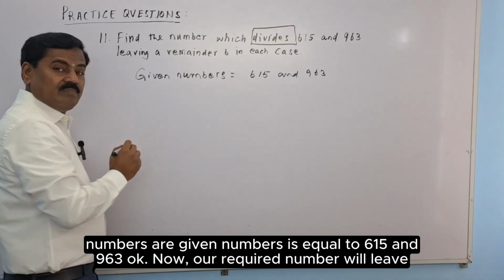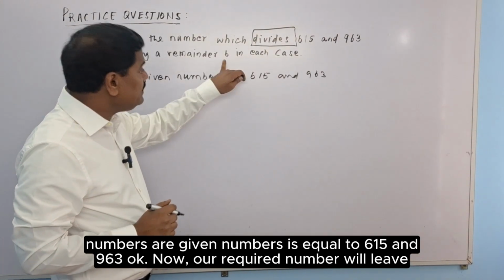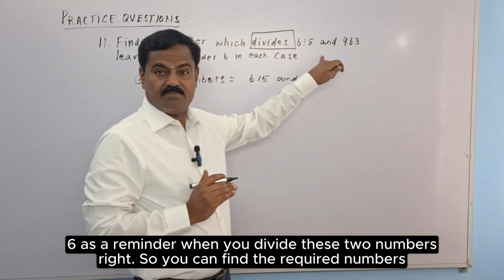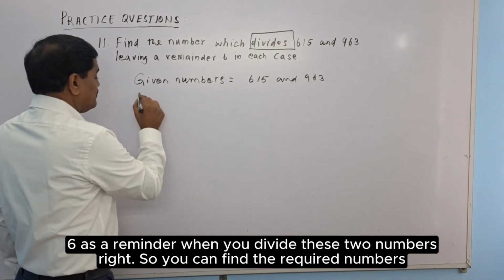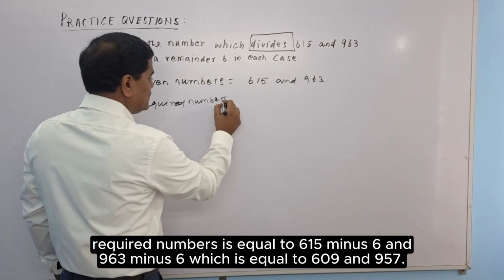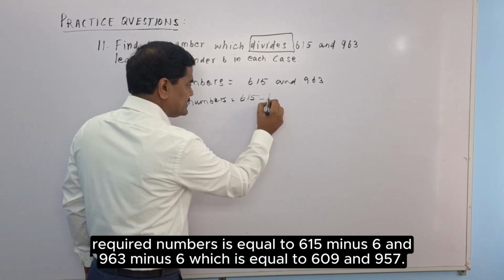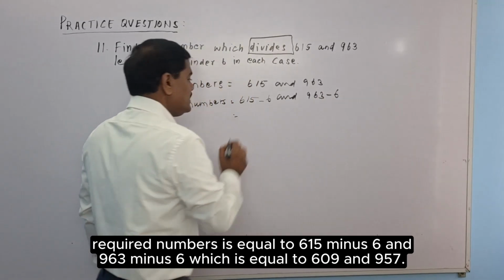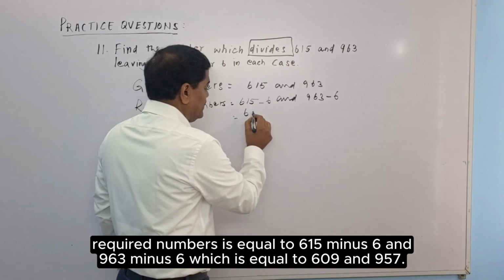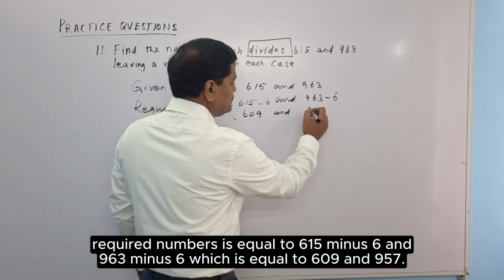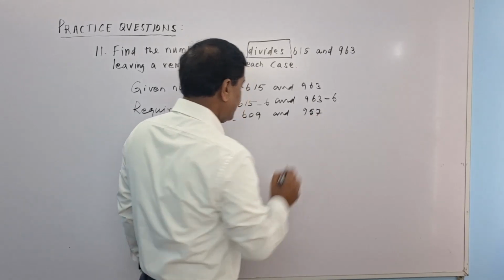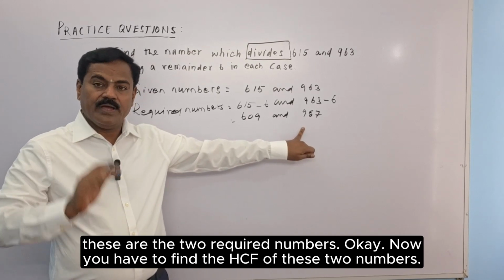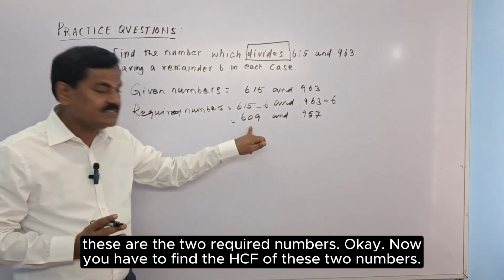Now our required number will leave 6 as a remainder when you divide these two numbers, right? So you can find the required numbers. Required numbers are equal to 615 minus 6 and 963 minus 6, which is equal to 609 and 957. These are the two required numbers. Now you have to find the HCF of these two numbers.